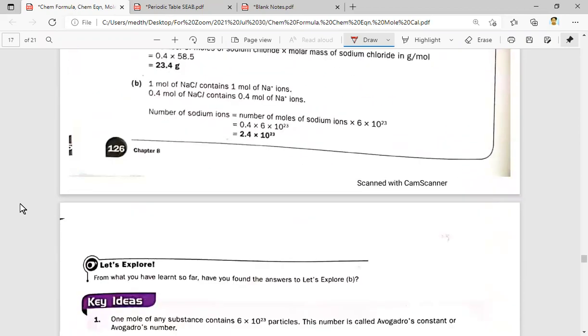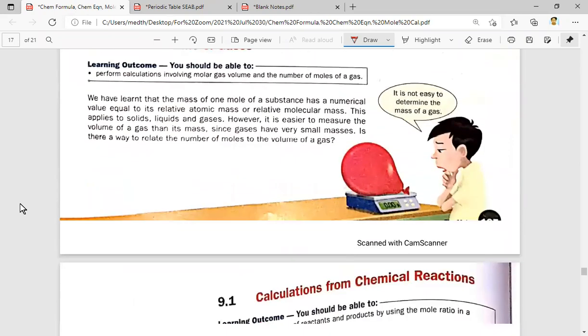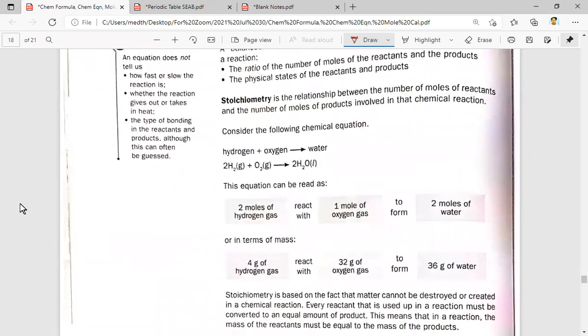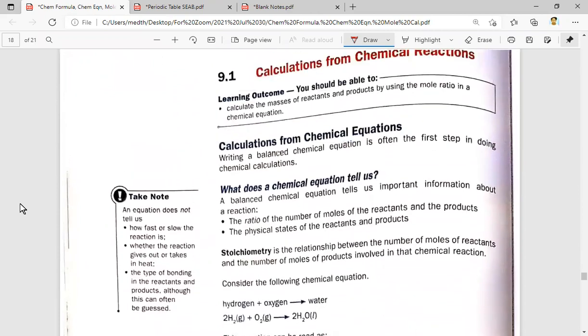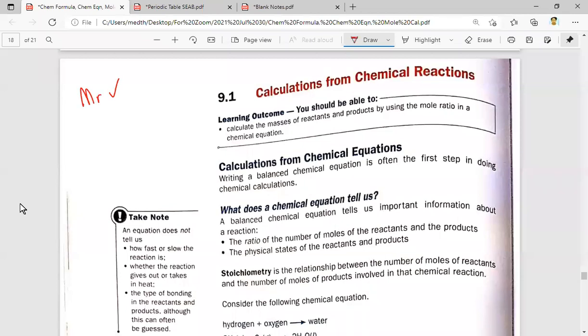Let's not go through this page. Molar volume of gas, don't want to go through. Okay, this one is good. Now we're going to do some chemical calculations from chemical reactions. So this is the next part. We can find MR already right now. We know how to convert from mole into MR or from MR into mole.